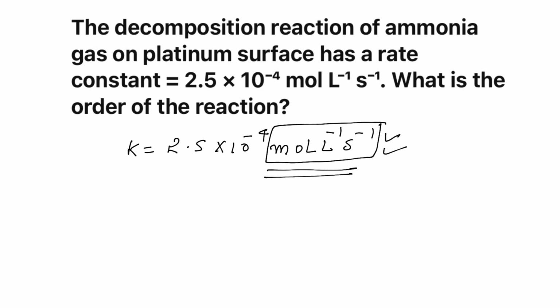Also, as an example for zero order reaction, you can learn this reaction. Which reaction? Decomposition of ammonia. So ammonia undergoes a decomposition reaction to give N2 and H2, which is an example for zero order reaction. Okay, remember it. As an example, you can study this.